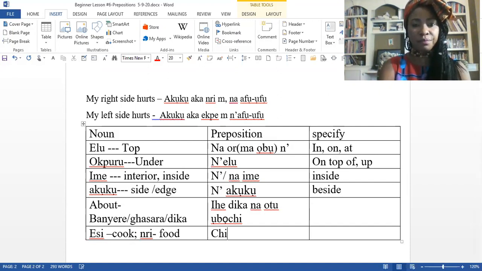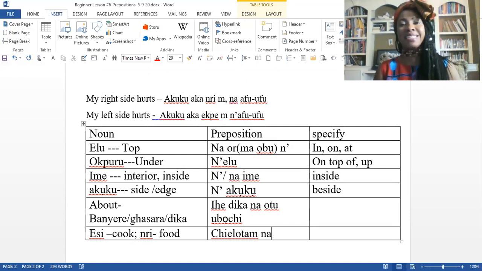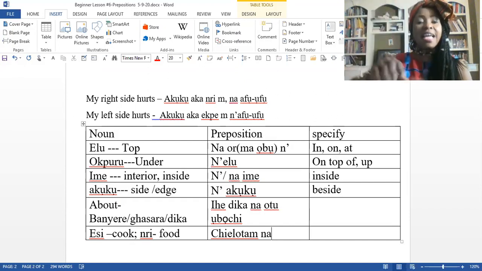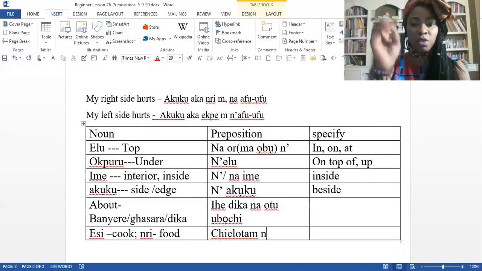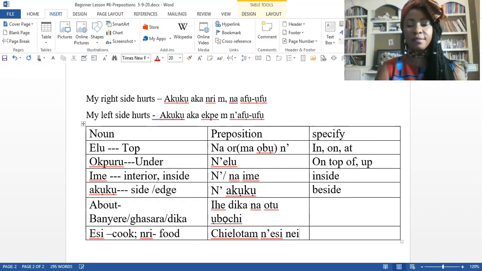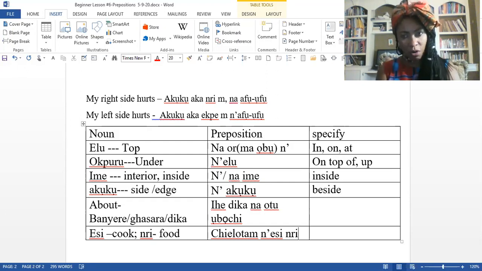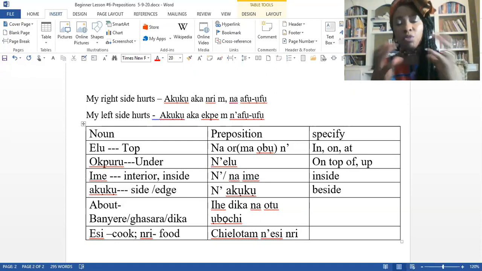Shelo Tam na. And remember, I say you can write NA or you can write N, contracted, and it is the same sentence, okay? Shelo Tam na esi nri. Aha bụ Ngozi Mmadụabụchi. Ngozi Mmadụabụchi, go on. Ha nọ na ime ụlọ. I want you to add ụlọ there. That way your sentence will be complete.